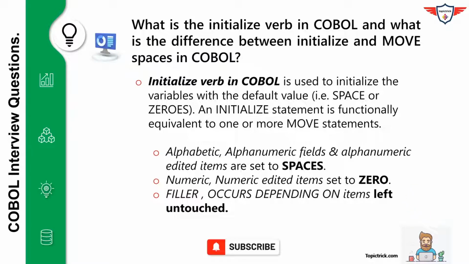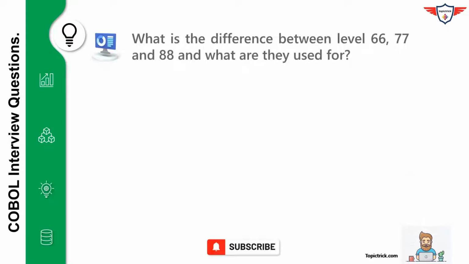initialized. In COBOL, alphabetic, alphanumeric fields, and alphanumeric edited variables are set to spaces. However, numeric edited items are set to 0. Finally, the filler occurs depending on items left intact.